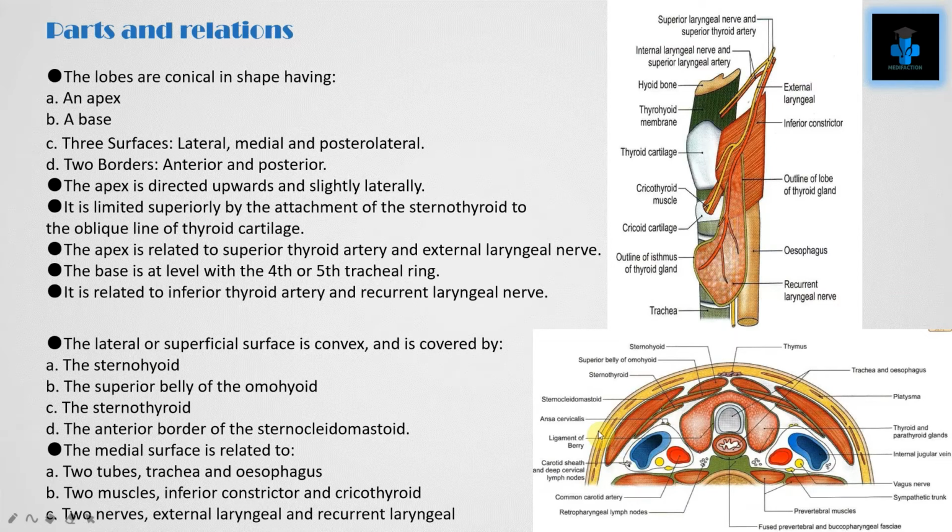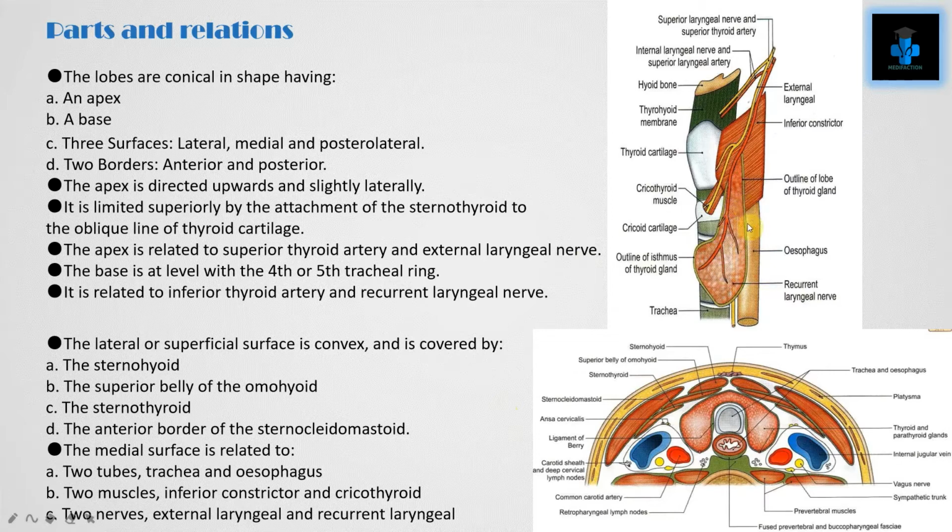Now let's move on to the parts and relations of thyroid gland. The lobes are conical in shape and it has an apex right here, a base, and it possesses three surfaces which are lateral, medial and posterolateral, and it also has two borders which are anterior and posterior. The apex is directed upwards and is slightly lateral.